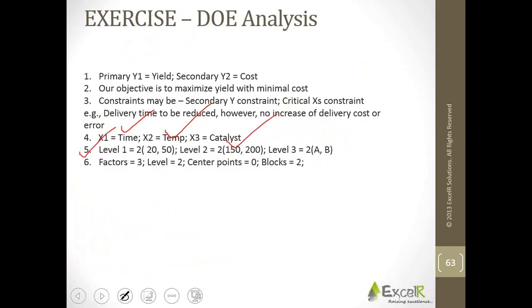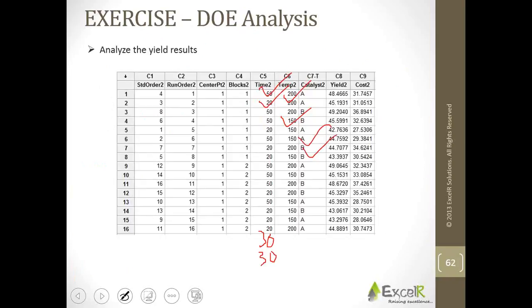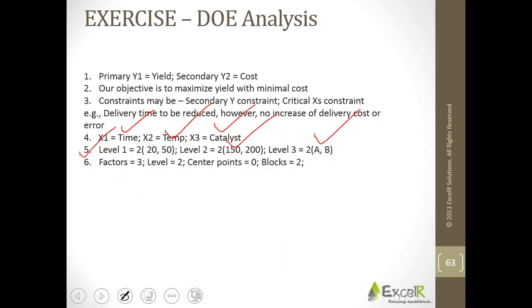I have two levels. For catalyst also I have two levels, A and B. If I add C also here, then there will be three levels. So number of factors are three. X1, X2, X3, there are three factors. How many levels do I have? Two levels. 20, 50, 150, 200, and A.